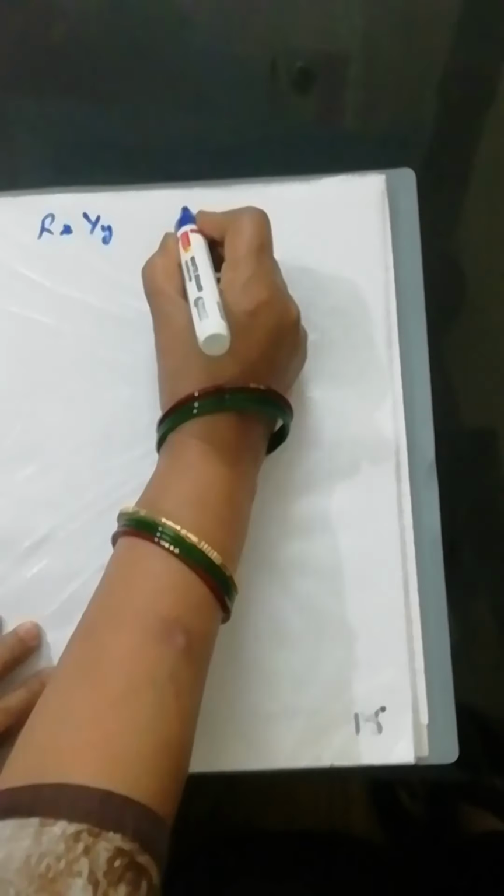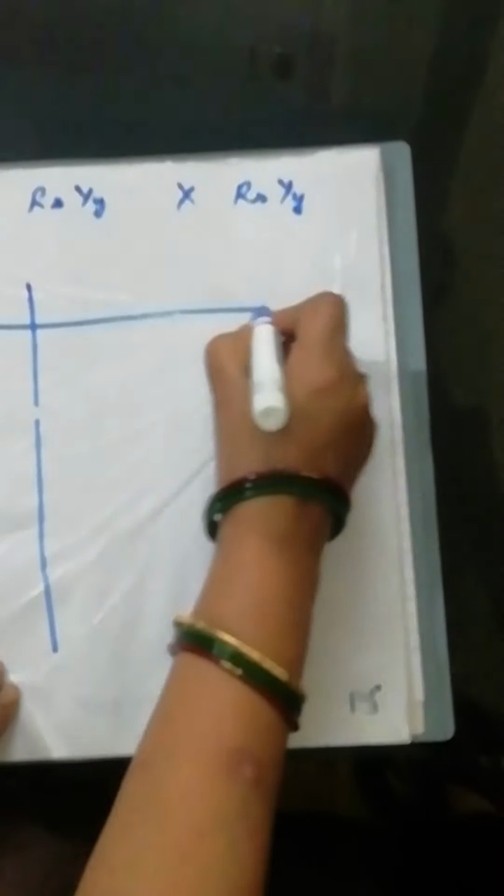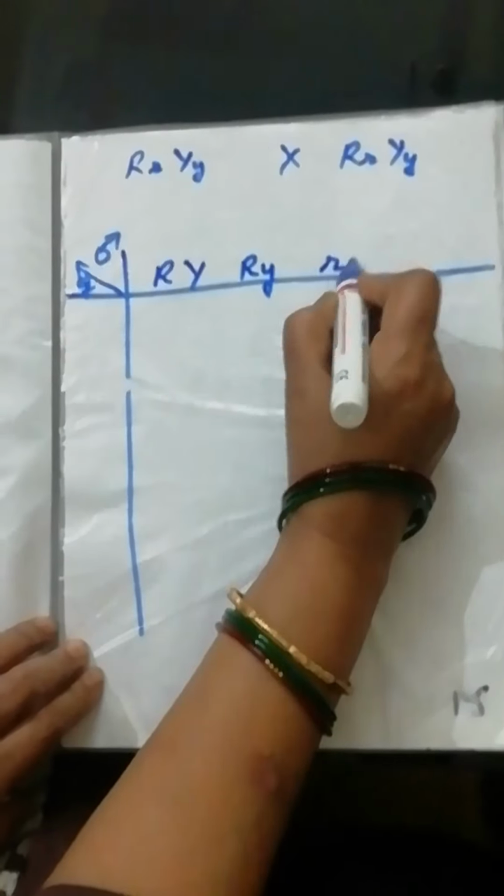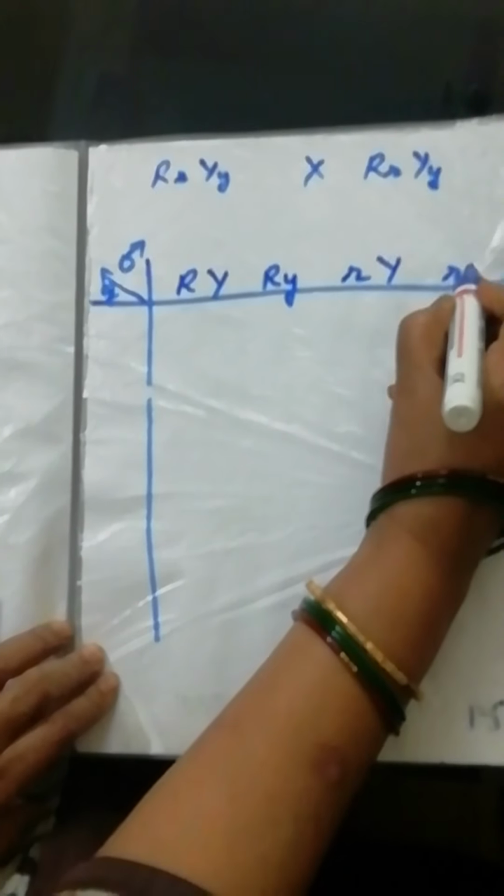I hope you have understood till here. Now I will show you the next cross. What I said? Capital R, small r, capital Y, small y crossed with capital R, small r, capital Y, small y. Now I will write here the types of gametes. Here I will write male gamete, this side I will write female gamete. So how many types of gamete will it produce? Capital R may combine with capital Y, capital R may combine with small y. Similarly, small r may combine with capital Y, small r may combine with small y. So we got four types of gamete.